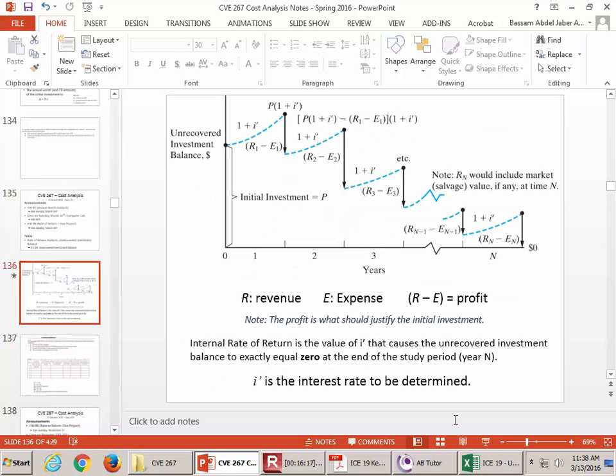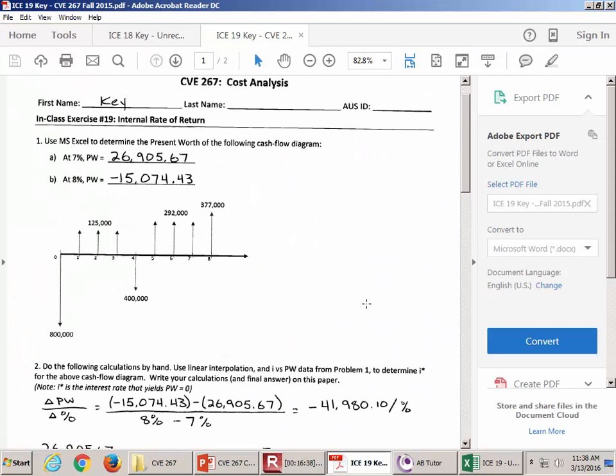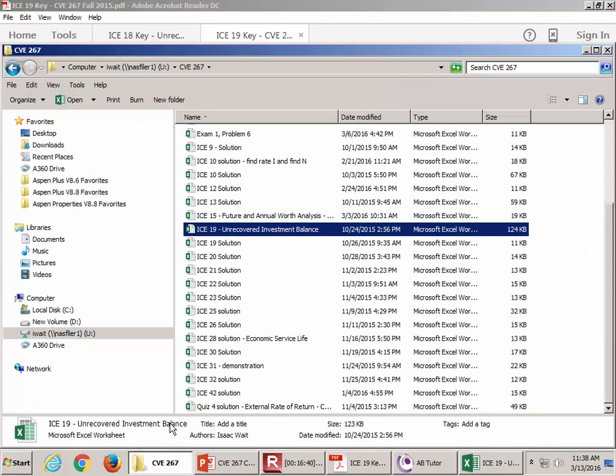The I prime is basically a variable that means an unknown interest rate, and the internal rate of return is the interest rate that assumes you're taking all of the money that you've received and you're reinvesting it into the project. We'll talk more about that assumption as we go on. So let me pull up the solution for the drawing part of it.